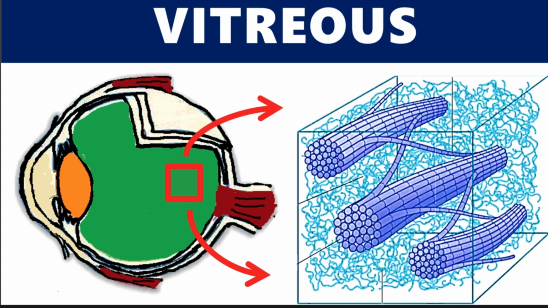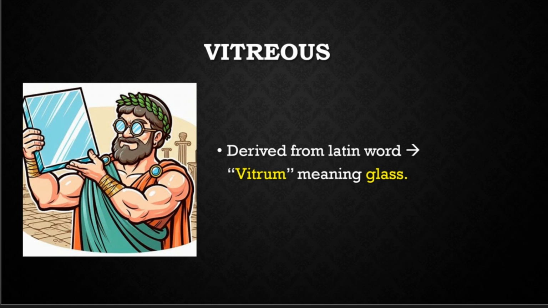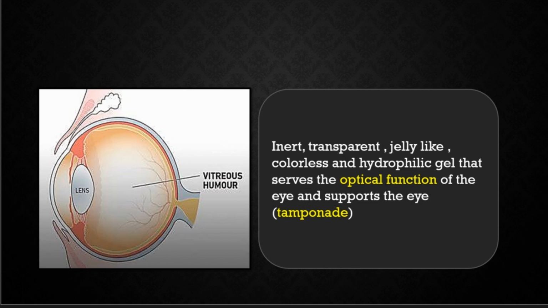Today we are talking about the detailed anatomy of the vitreous. The vitreous is basically derived from the Latin word vitrum, which means glass-like. Now, the vitreous humor is situated and bounded anteriorly by the ciliary body, zonules and the lens, and posteriorly it is bounded by the retina and the choroid.